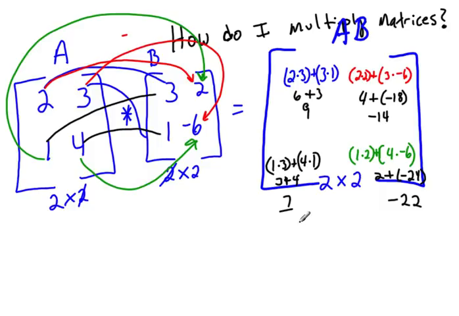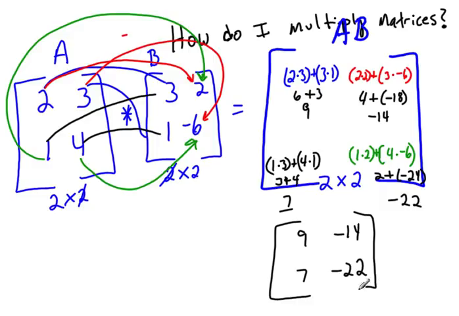So let's clean that up a little bit. 9, negative 14, 7, negative 22. Okay, that's multiplying two by two matrices.